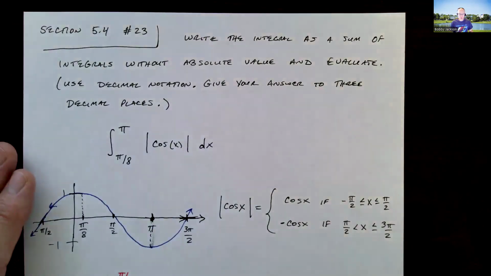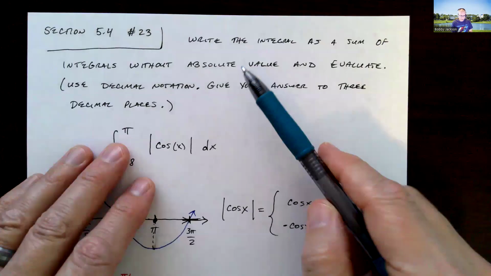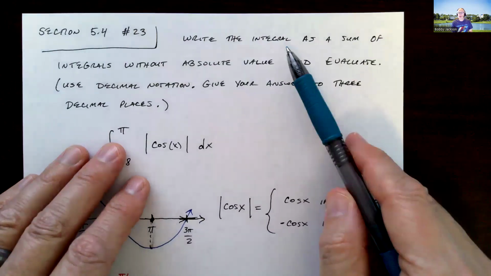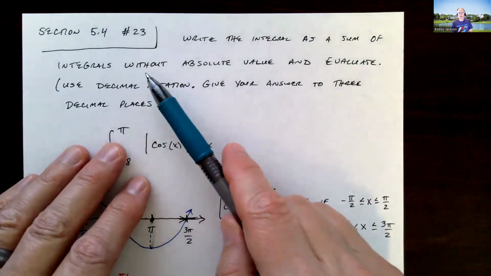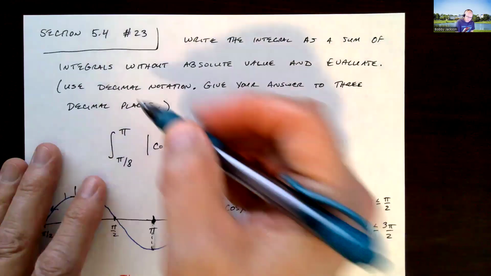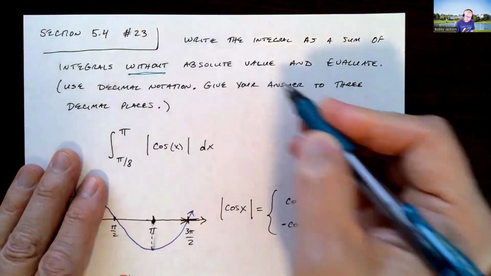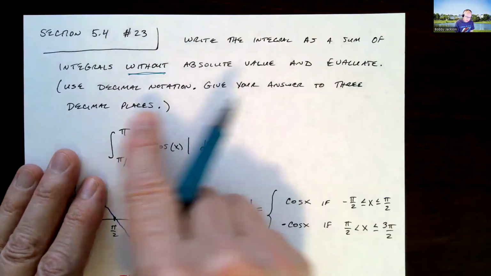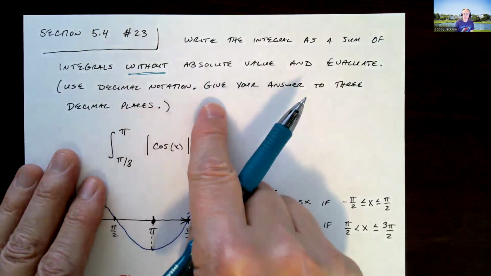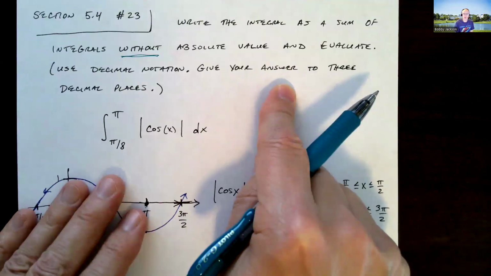Let's take a look at number 23 in section 5.4. We're going to write the given integral as a sum of integrals without absolute value, right? Real important, without absolute value, and then we're going to evaluate them. Here they want us to use decimal notation and give your answer to 3 decimal places.